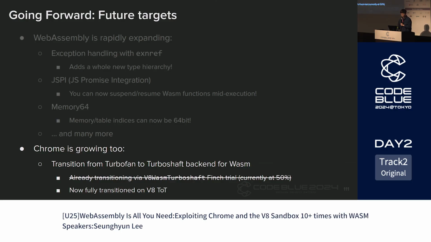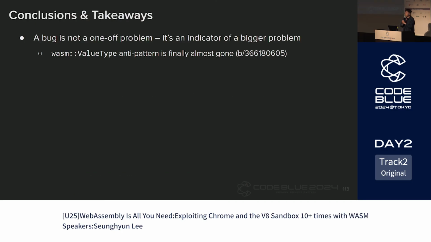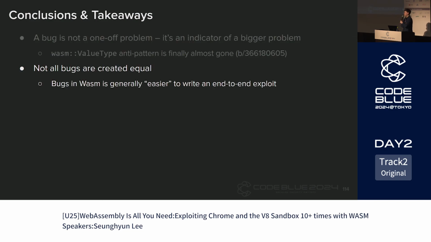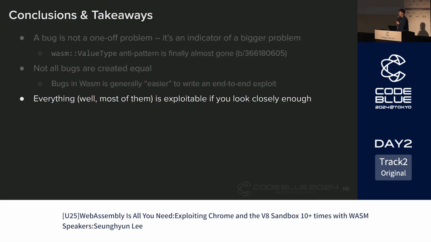So yeah, the conclusions will be as follows. A bug is usually not really a one-off problem. It's an indicator of a much bigger problem. In this case, we've seen that the WASM value type representation is the problematic representation, which leads to a lot of different bugs. We also see that not all bugs are created equal. And for WebAssembly bugs, it's usually easier to write an end-to-end exploit. And we also see from the third bug that every bug, well, a lot of them, is exploitable if you look closely enough.